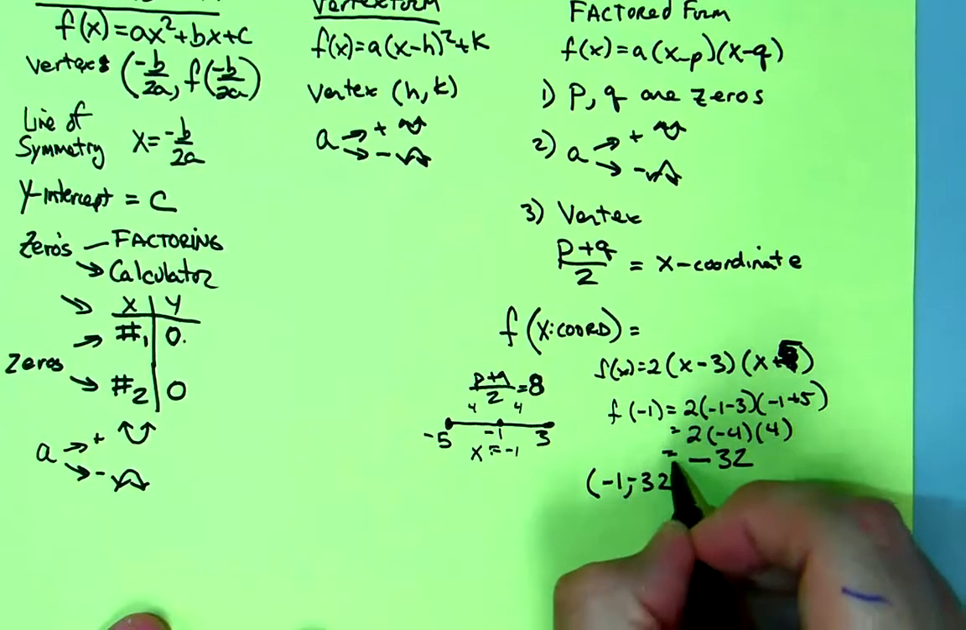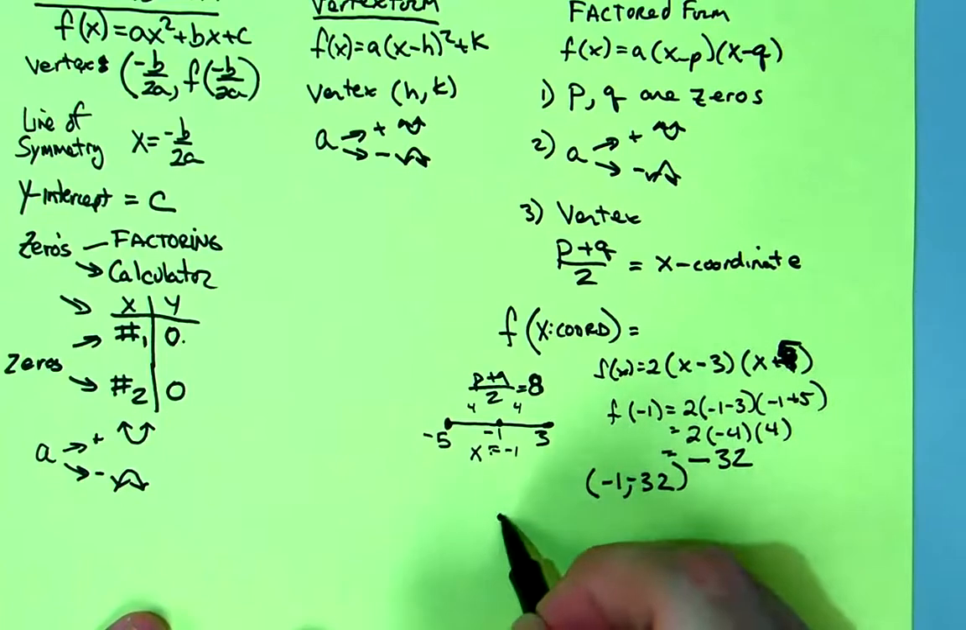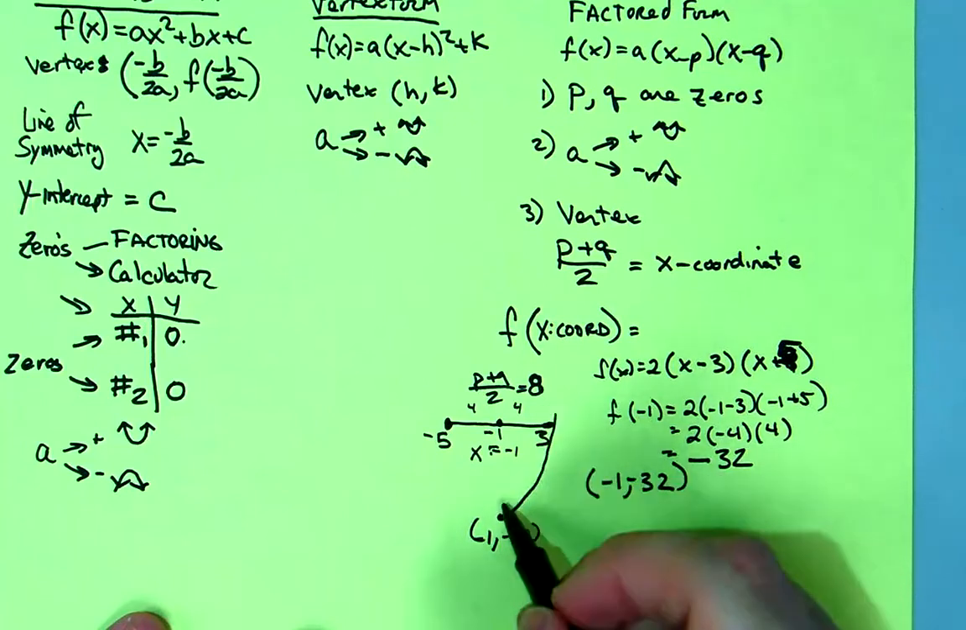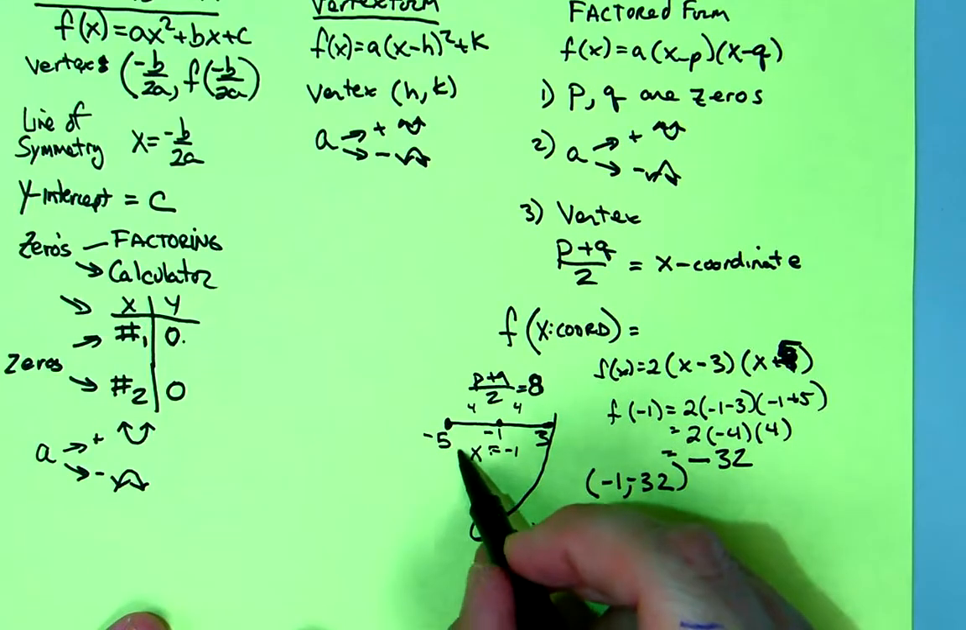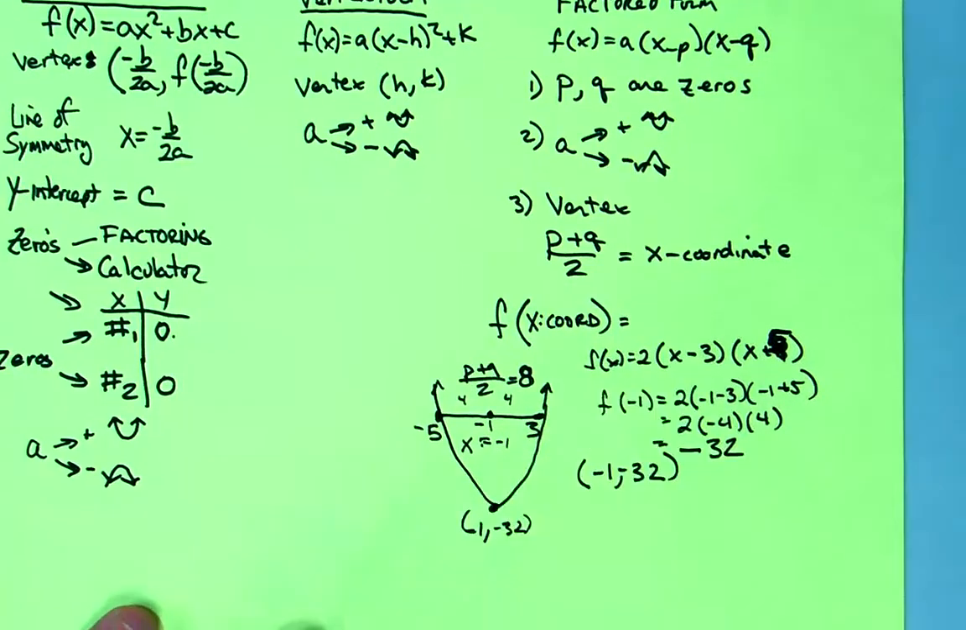Since my a is positive, I know I'm opening up, so I'm going to have a point here at negative 1 comma negative 32, and it's going to go up there, and it's going to go up through there. You've got to be careful when you're doing stuff like this.